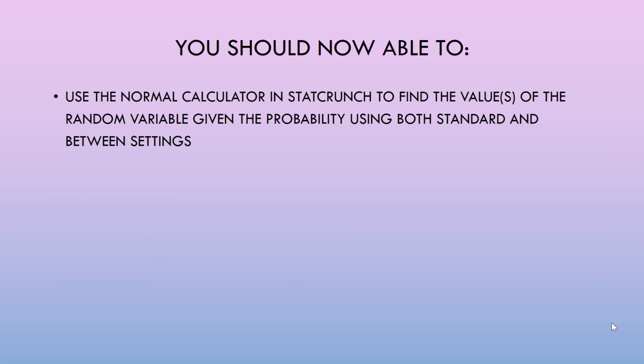Having watched this video, you should now be able to use the normal calculator in StatCrunch to find the value or values of a random variable given the probability using both standard and between settings.